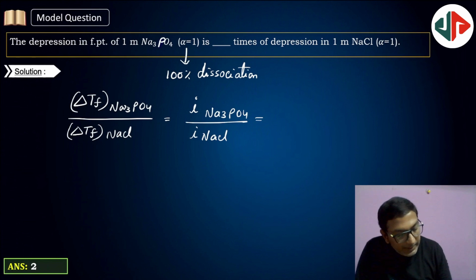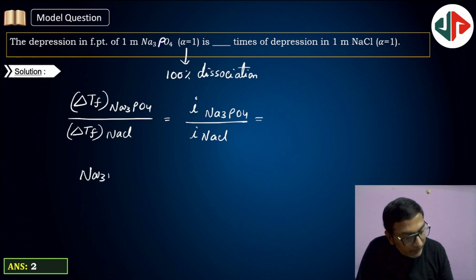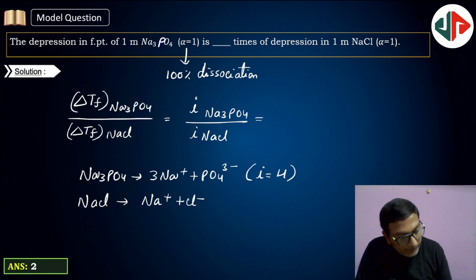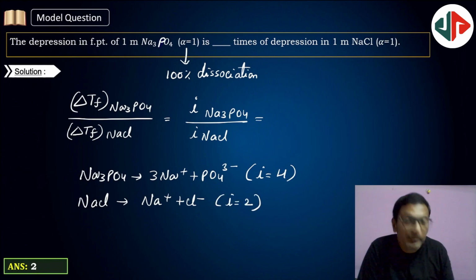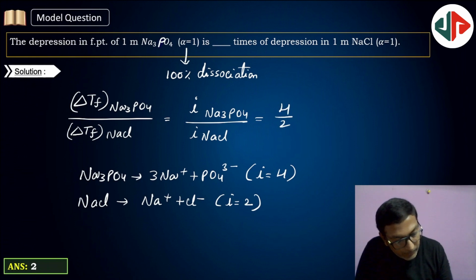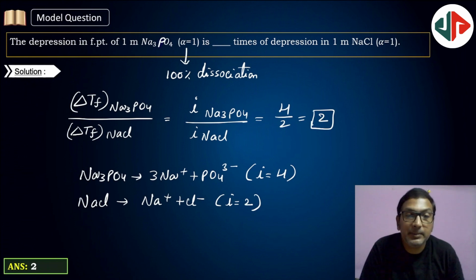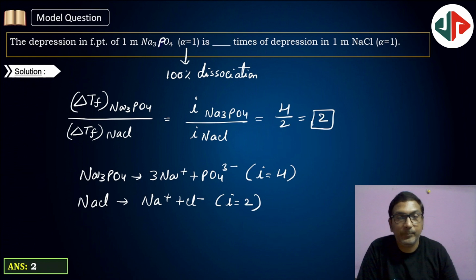So molality is the same, Kf is the same, so it is the Van 't Hoff factor for Na3PO4 by the Van 't Hoff factor for NaCl. Na3PO4 dissociates to 3Na+ and PO4 3-. NaCl dissociates to Na+ and Cl-. So here the Van 't Hoff factor is 3 plus 1, 4. Here the Van 't Hoff factor is 1 plus 1, 2. Therefore 4 by 2, therefore 2 times. So the depression in freezing point for Na3PO4 is 2 times that for NaCl. 2 is the answer.